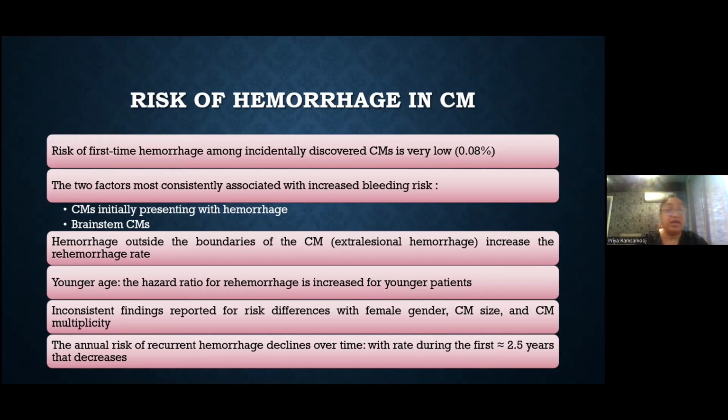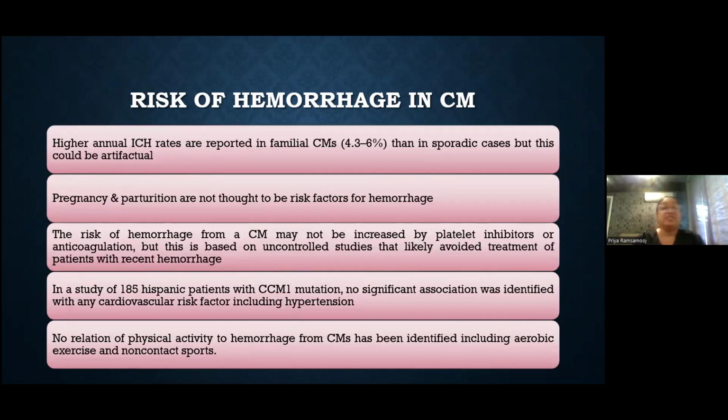They've of course found with a younger age, the hazard ratio for rehemorrhage is increased, so you have a higher likelihood of bleeding. And in the past, they've thought that being female, having a bigger size of the CM and multiplicity was linked to increased risk of rehemorrhage, but recent literature has shown inconsistent findings as it pertains to that. And now instead they're showing that the annual risk of recurrent hemorrhages tends to decline over time, with the greatest risk being during the first 2.5 years, and then it decreases, right? Also, they've seen higher annual intracranial hemorrhage rates in familial cases versus in sporadic cases.